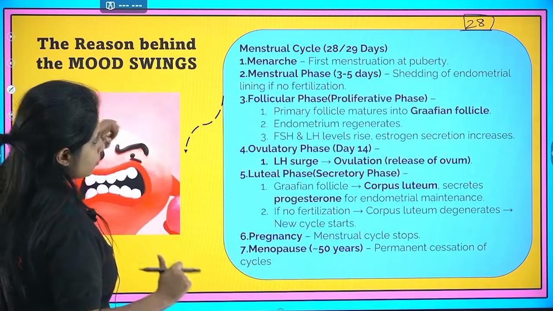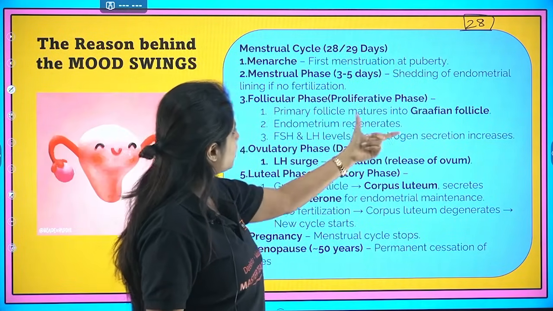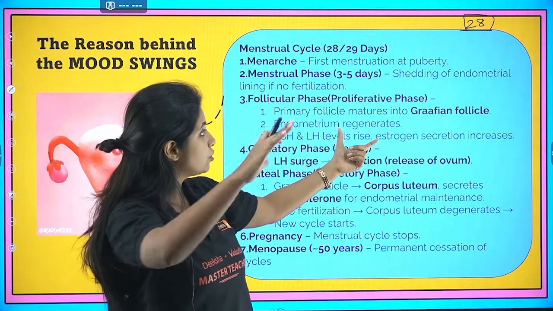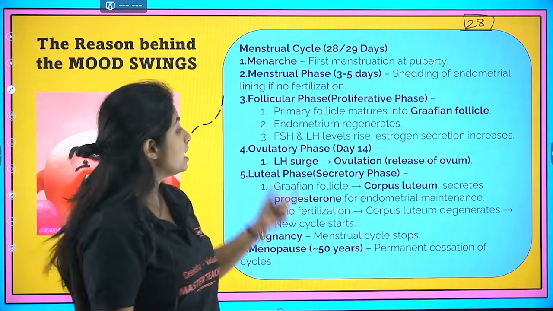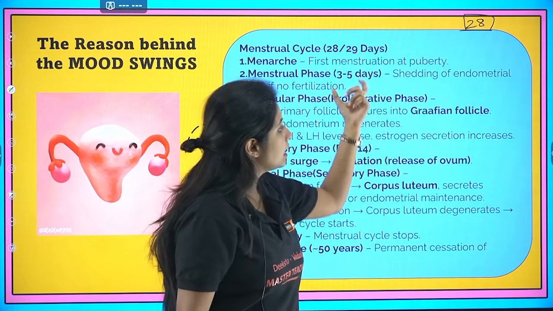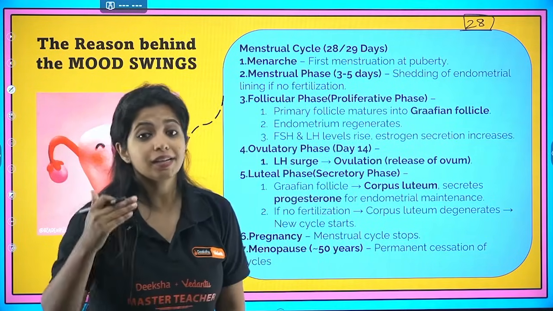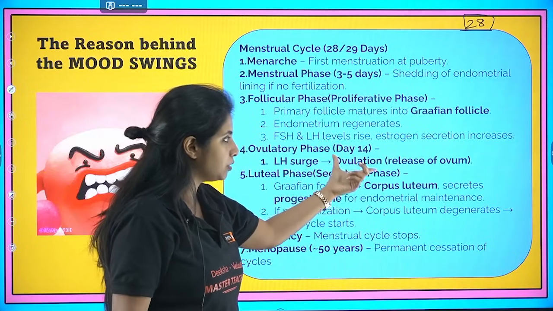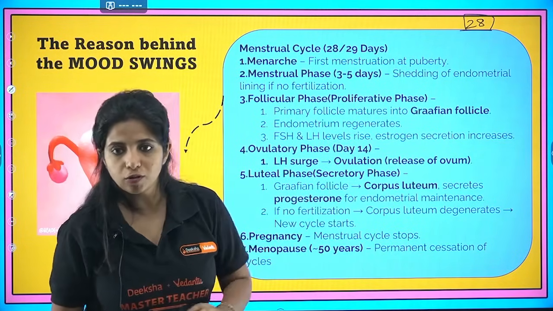So the follicular phase: the primary follicle matures into the Graafian follicle. The endometrium is going to regenerate, which is why it is also known as the proliferative phase. FSH and LH levels rise. Estrogen secretion also increases, to a point that it leads to what? The LH surge, that is the ovulatory phase, day 14. Ovulation happens, release of the ovum takes place.